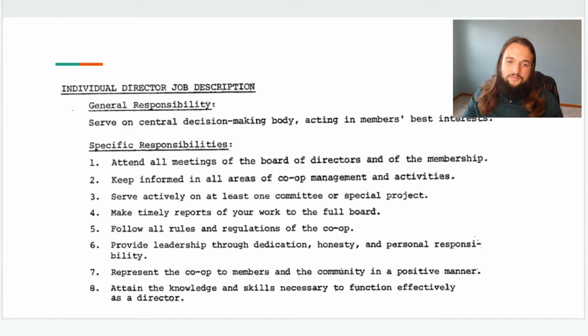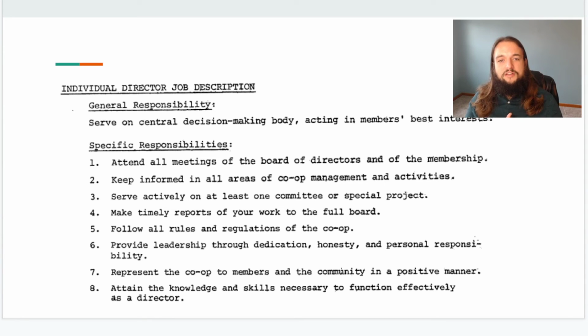There's also individual director job descriptions, where generally you serve on the central decision-making body, acting in members' best interests. And your specific responsibilities include attending all meetings of the board of directors and of the membership. So the number of absent members that I've seen in GRAC's past is laughable. If you don't have people showing up, you can't run the organization.